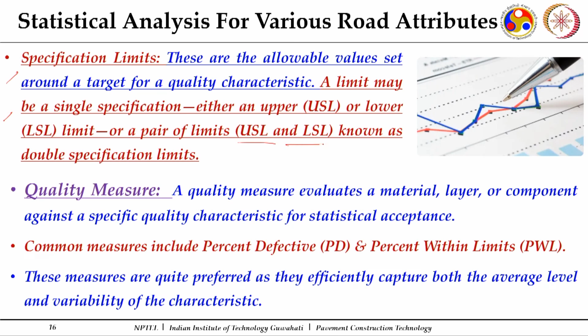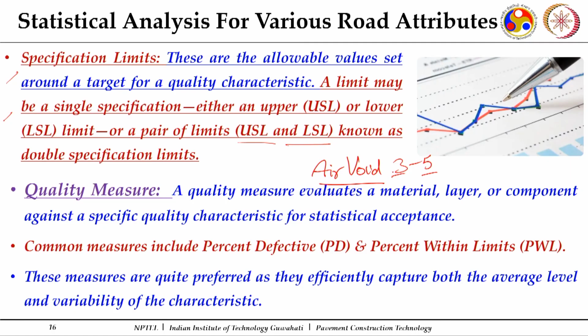And there may be a pair, certain characteristics which have both an upper specification limit and a lower specification limit, as in the case of air void content. When we have bituminous mixes, the air void content may be in the range of 3 to 5%.